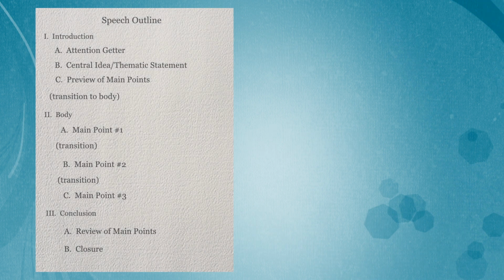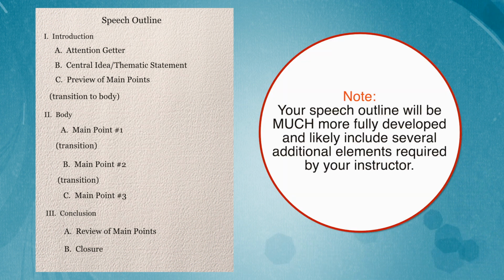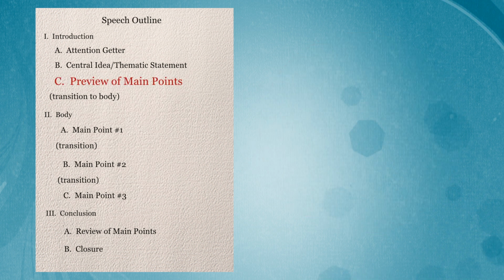Let's use this overly generic speech outline to define the three key elements and identify where in the speech they should be located. The preview of main points comes toward the end of the introduction and tells your audience what main points you will cover in the speech. Think of the preview as a mental roadmap of the speech, telling the audience what to expect.